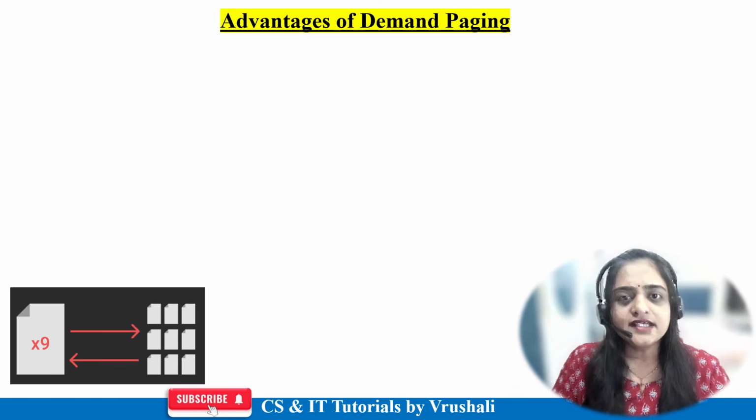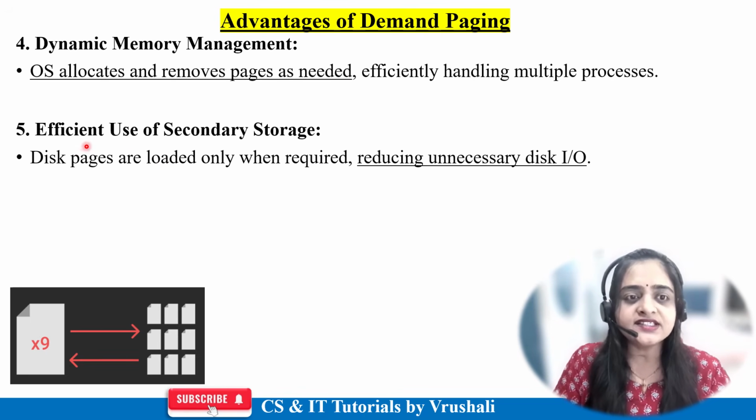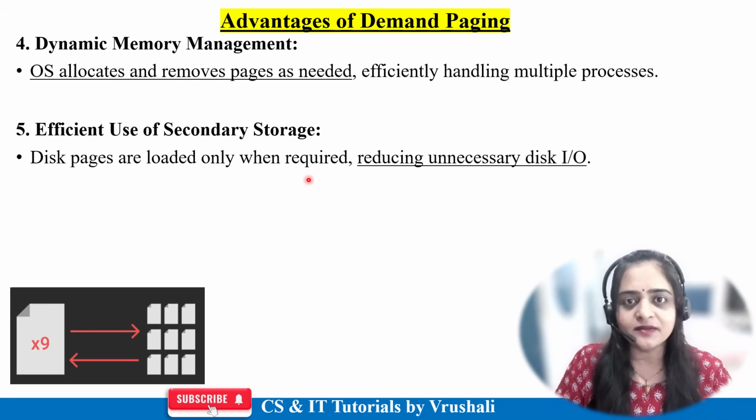That's why it is one of the best for large programs or large amounts of code. The next advantage is dynamic memory management. As we discussed, the operating system has multiple processes and every process requires memory, right? So the operating system allocates or removes pages from memory by using different page replacement algorithms. So all these processes are performed more efficiently. The next advantage is efficient use of secondary storage. As we discussed, all the pages are stored in secondary memory, but the swap out operation is performed only when the CPU demands a particular page. That's why it reduces unnecessary input output operations on the disk.